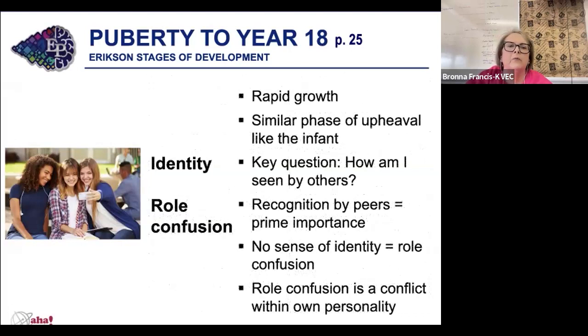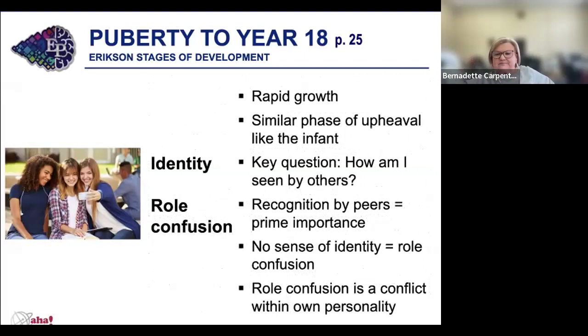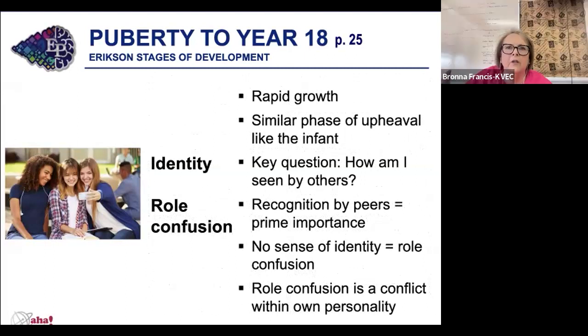Puberty to 18, rapid growth, a similar phase of upheaval like the infant. Key question: how am I seen by others? And what's more important than anything to teenagers? What their peers think about them, what their friends think about them. Absolutely. When parents have to drop their kids off half a block down because they don't want people seeing what kind of car you drive or what you parents have on that morning, it's real important how they're seen by their peers. And they have no sense of identity. And that's the role confusion part. And they have a conflict within their own personality.